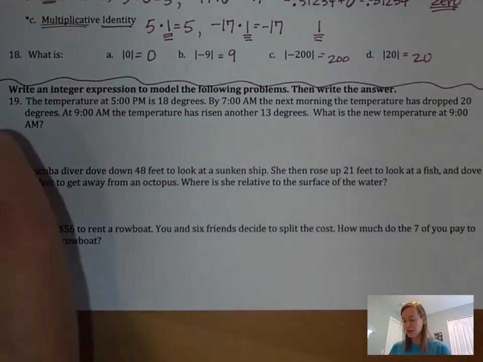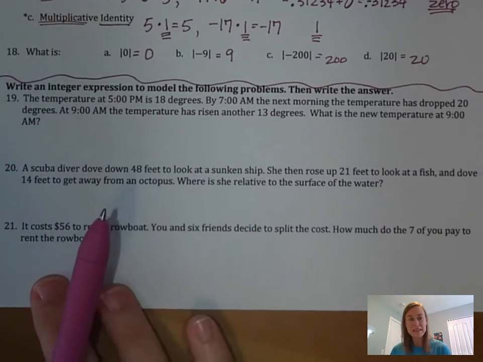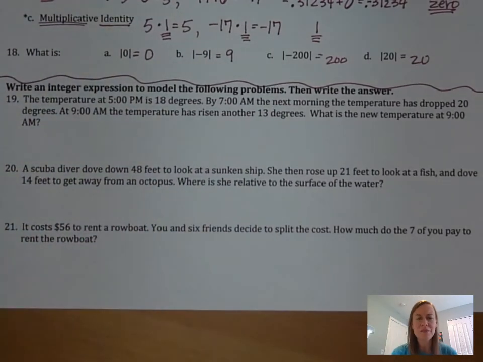The temperature at 5 p.m. is 18 degrees. By 7 a.m. the next morning, the temperature has dropped 20 degrees. At 9 a.m., the temperature has risen another 13 degrees. What is the new temperature at 9 a.m.?